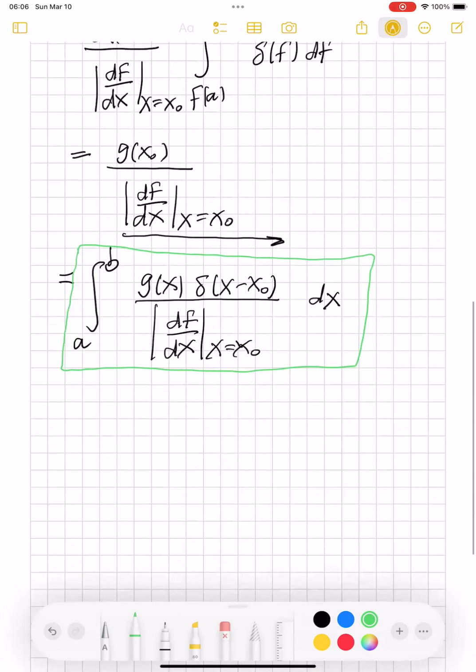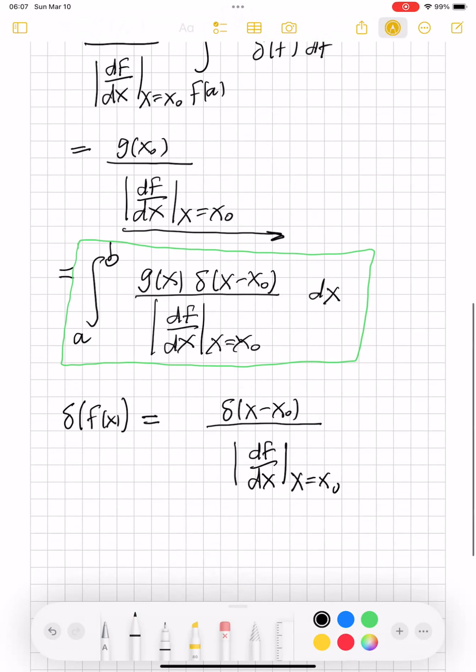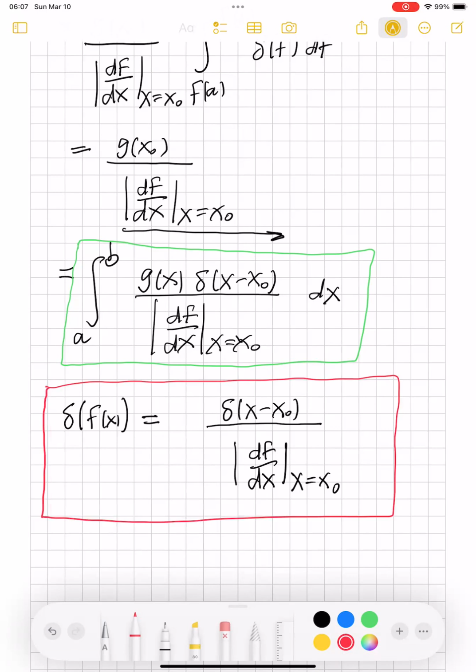And that formula says delta of f of x is equal to delta of x minus x naught over the mod of df dx at x is equal to x naught. Why are these two equal? Well, both left and right-hand side are 0 if x is not equal to x naught. And they both give the same answer when multiplied by any function g of x and integrated with respect to x from a to b. So this formula is a correct identity for the delta function. Okay, we'll continue in a minute.